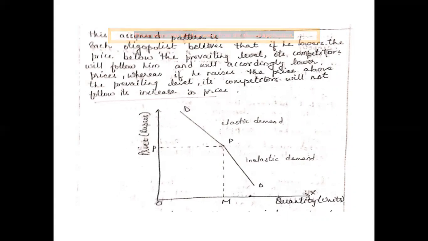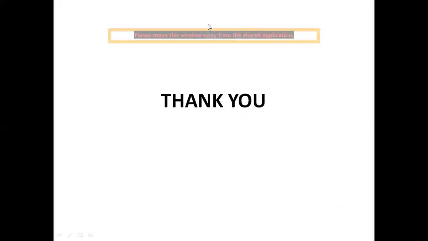So that's all for today. Thank you so much. I hope you have understood about the market structure, about all types of competition, and the price determination of all types of competition, that is perfect competition, monopolistic competition, monopoly, and oligopoly competition.